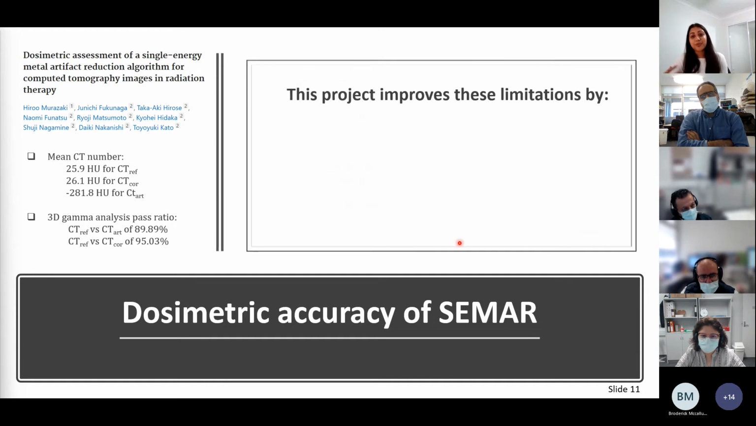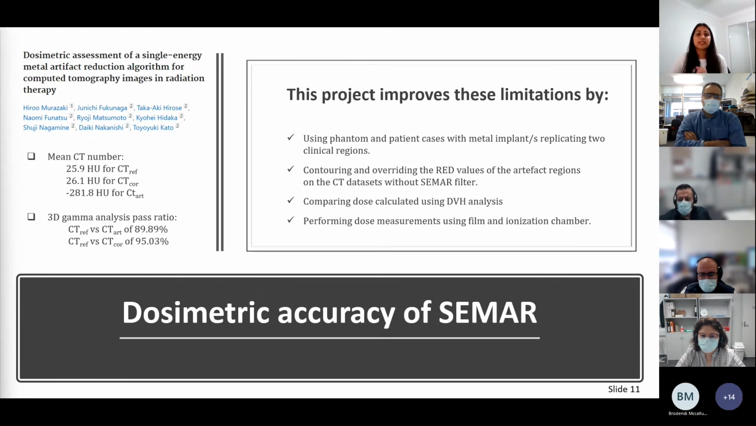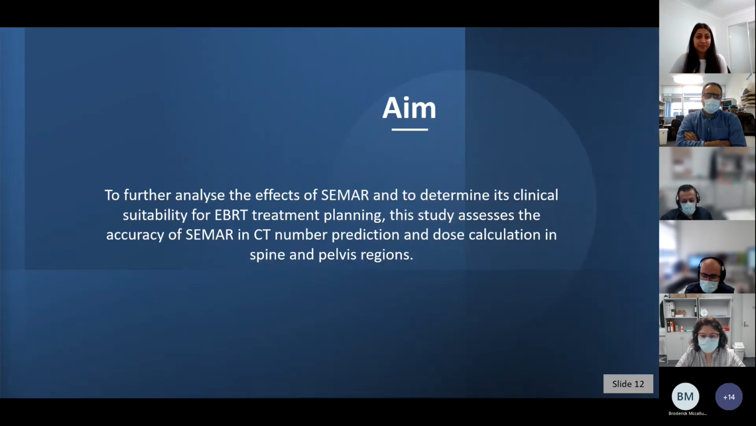And so our study improved on these limitations by using phantom and patient CT data with metal implants, replicating two clinical regions. And for dose comparison, the HU values of the artifact regions on the CT dataset without the SEMAR filter were contoured and overridden. And the dose calculated on the CT datasets with and without the SEMAR filter were compared using dose volume histogram, and the dose measurements were performed in the phantoms using film and ionization chamber.